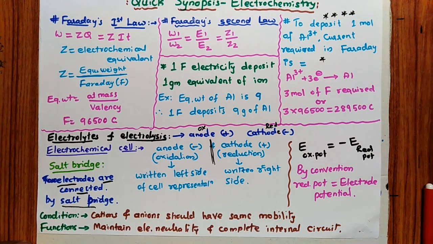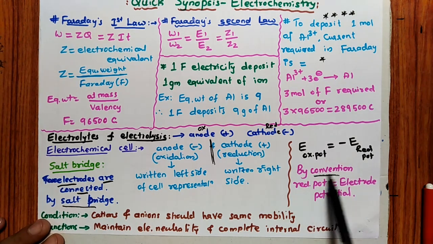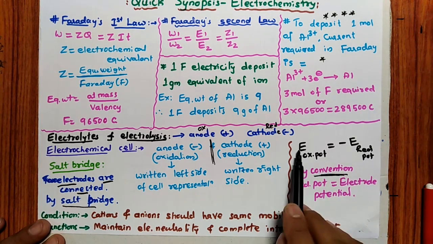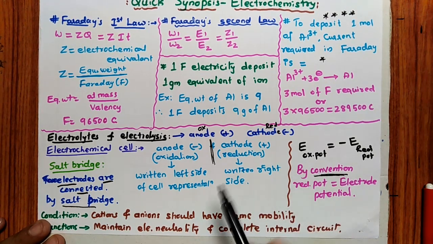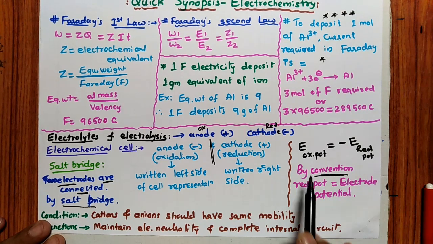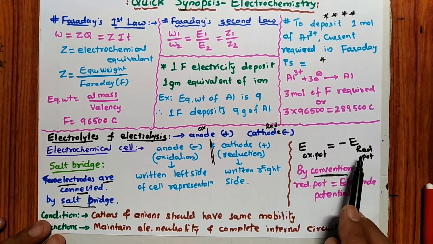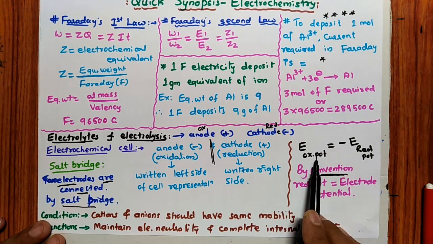And one thing very important, by convention we will take reduction potential. In all the cases, wherever you will see the value E or E naught, all those are reduction potential. By convention, that is, to make it easy. But remember, oxidation potential also you can consider. It is always the reverse of that. If you consider oxidation potential, then reduction potential will be minus. If reduction potential is plus, oxidation potential will be minus.